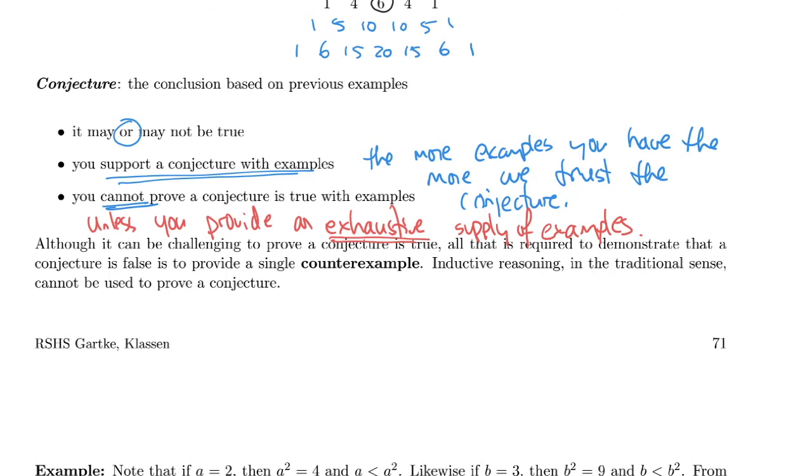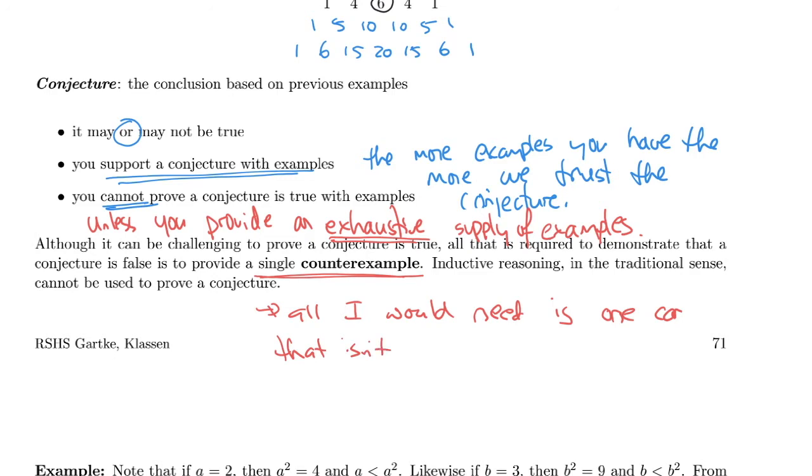The thing is, in most cases that's just not practical to do. So although it can be challenging to prove a conjecture is true, all that you need to show that a conjecture is false is to provide a single counterexample. So if you think about what I've just established for you, all I would need is one car. Wow, I'm having a day here. One car that isn't white. That would be my counterexample. All I would need to see is one car that isn't white, and I would know that the generalization I made of that pattern was incorrect.